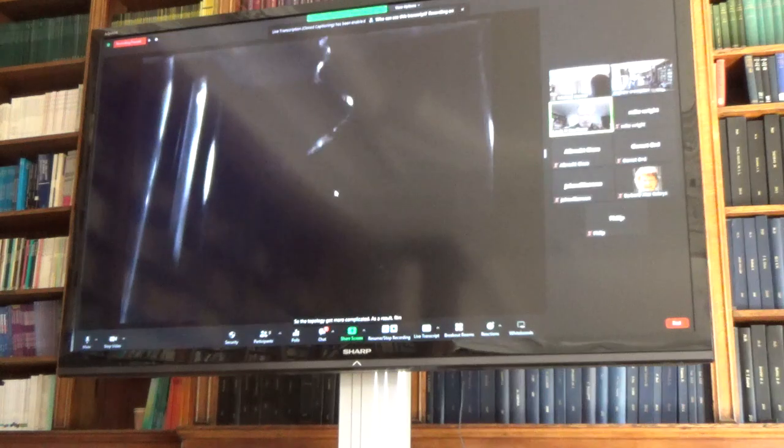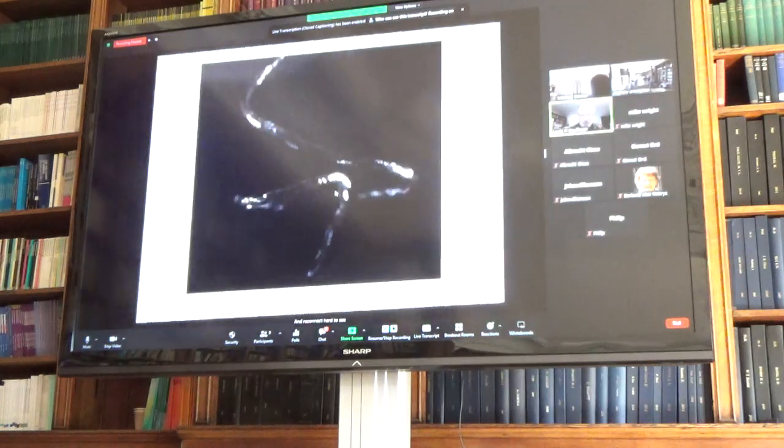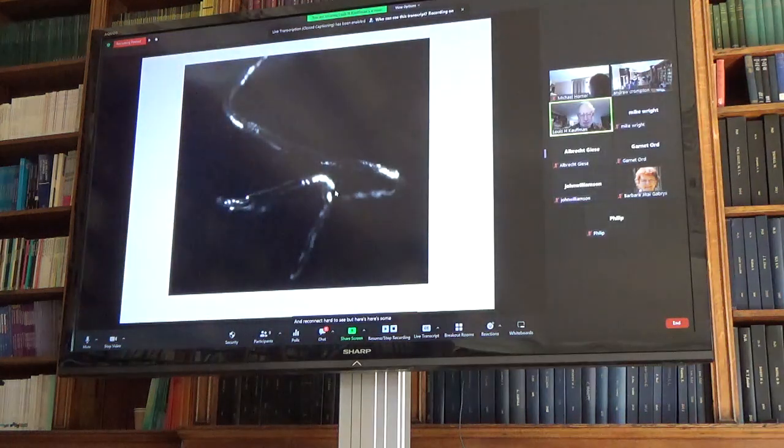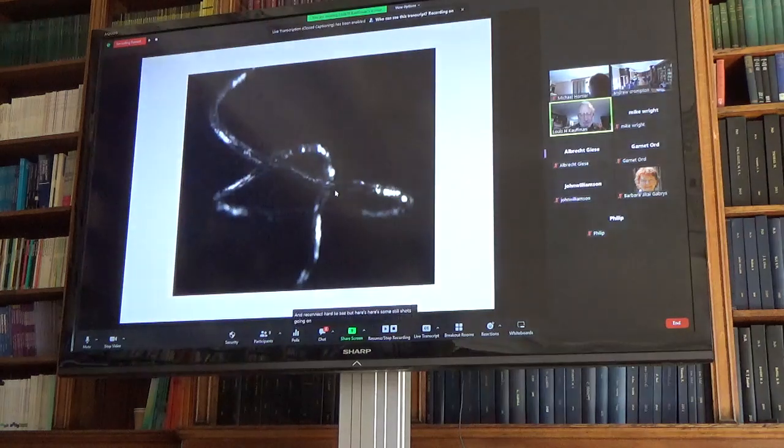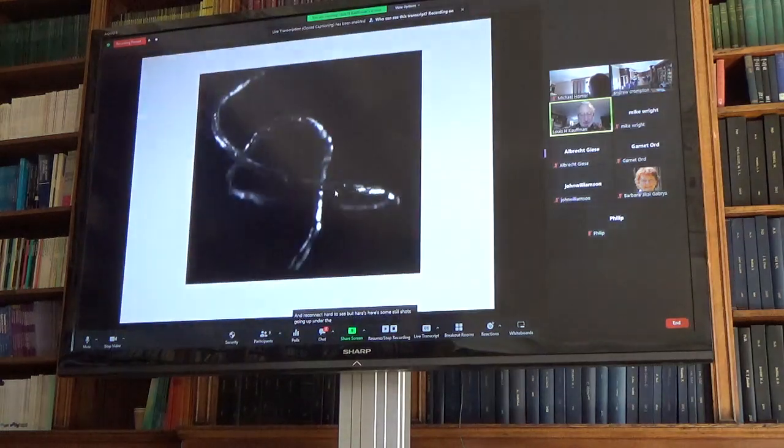Up and reconnect. Hard to see, but here are some still shots. Going up, underneath, coming nearby itself.